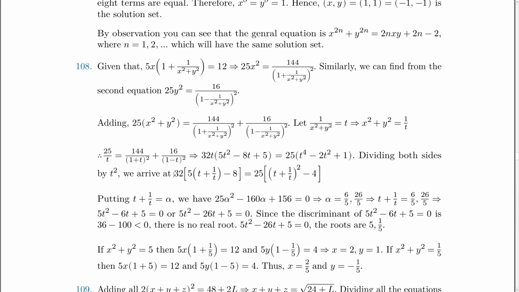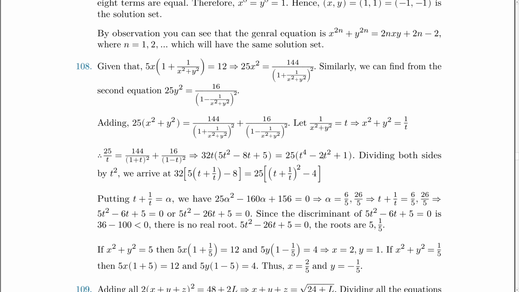So we arrive at the equation 32 into 5 into (t plus 1 by t) minus 8. We divide this entire thing by t, and we divide this by t square, we get 25 into (t plus 1 by t) whole square minus 4. There shouldn't be minus 4. Why is there minus 4 if we divide this by t square? So there might be a mistake. So I'll assume that this equation is correct, and I don't have pen and paper with me to solve this equation.